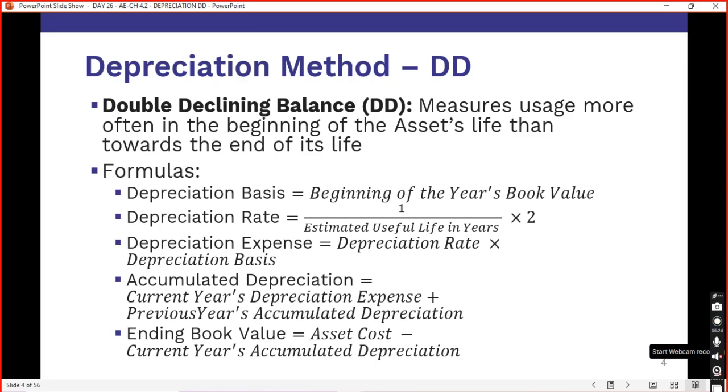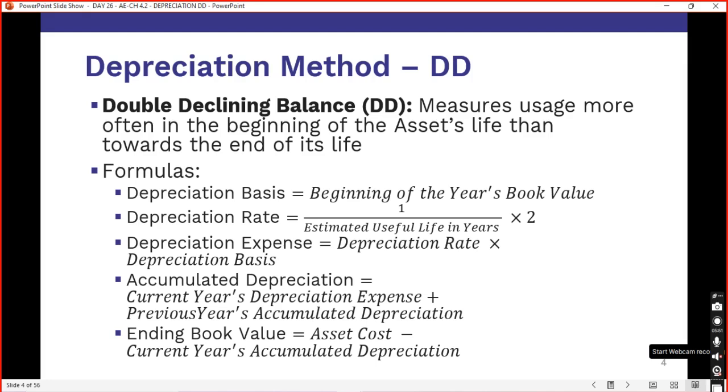Since the idea is that we decline twice as much in the beginning stages of the asset's life, the book value is going to shrink pretty quickly. Because you're going to be depreciating it twice as much, that is exactly why the basis you're going to be using is the beginning of the year's book value.